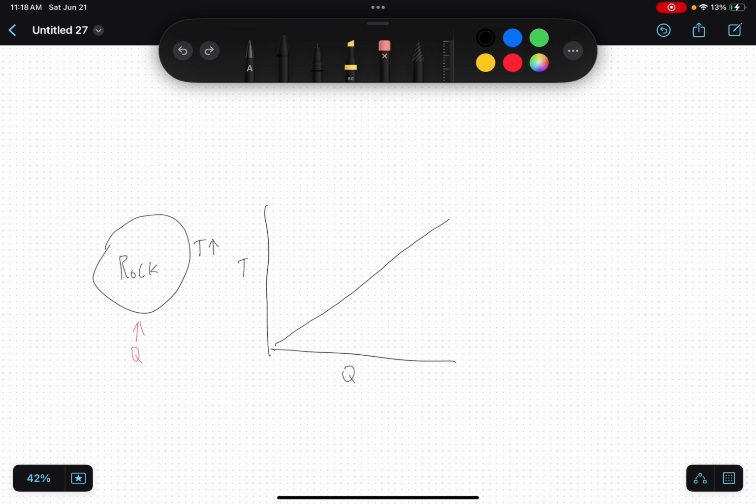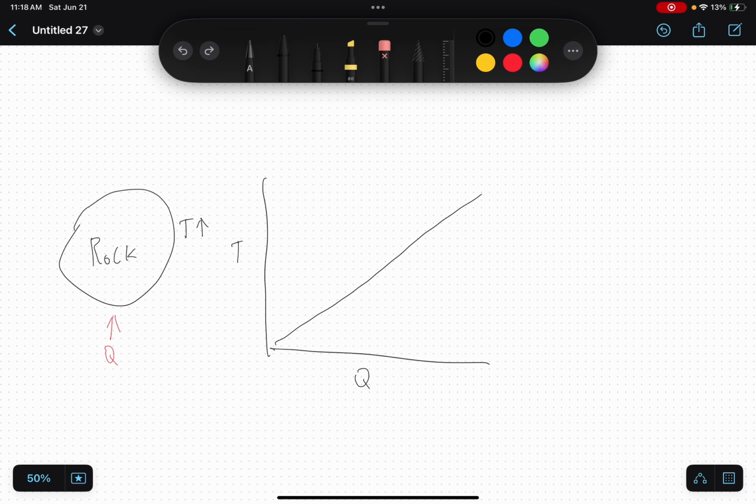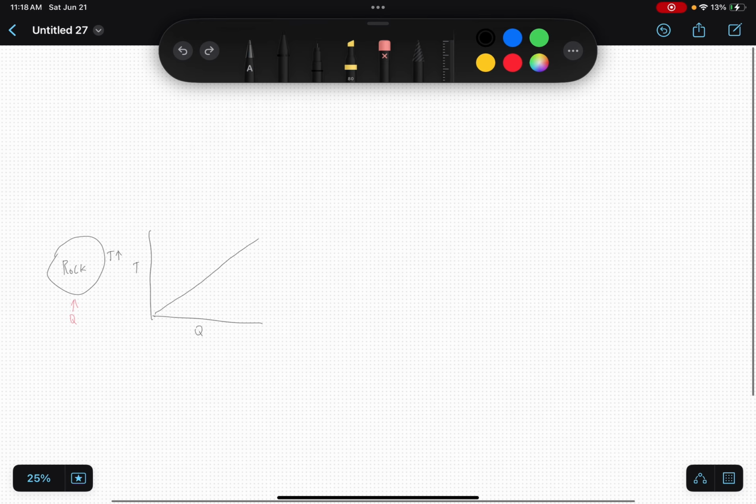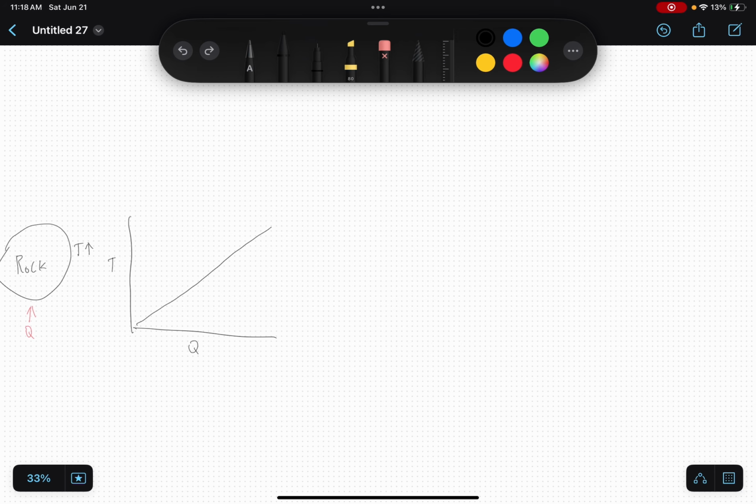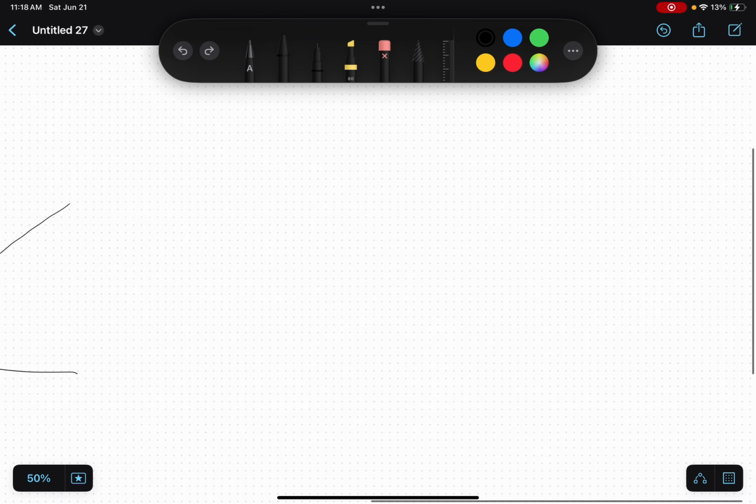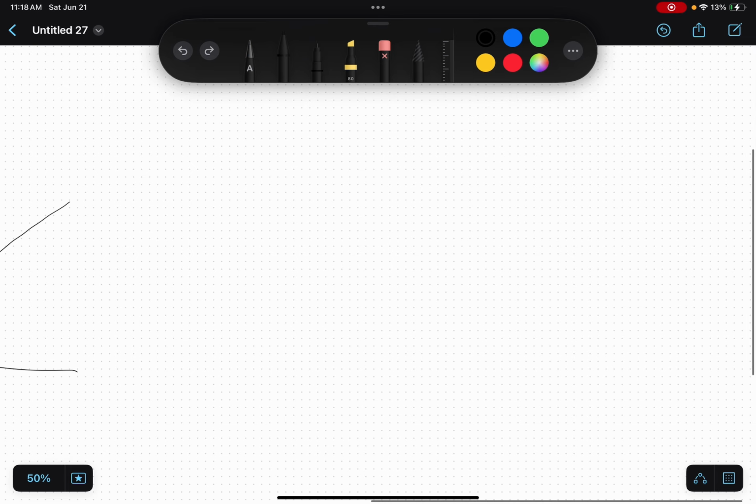Now, what if we have a phase change material? Well, rock is technically a phase change material because it can melt and turn into lava, but at practical temperatures, it won't do that. But what if we have water? In water, if you heat it up enough, it'll phase change into steam. And if you cool it down enough, it'll phase change into ice. So what would this TQ plot look like for water?